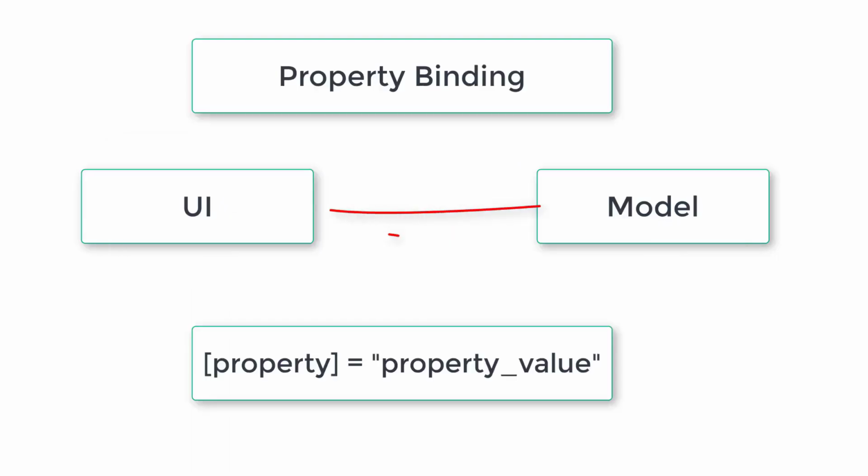Property binding is nothing but sharing the data from model to UI. Whenever the data changes in your model, the changes should be reflected in your UI, right? For that, we go for property binding. The property binding syntax will be square brackets around the property, and the right side will be the property value which should be created in your component TS file. Whenever changes occur in your model, the respective changes will be reflected using property binding.